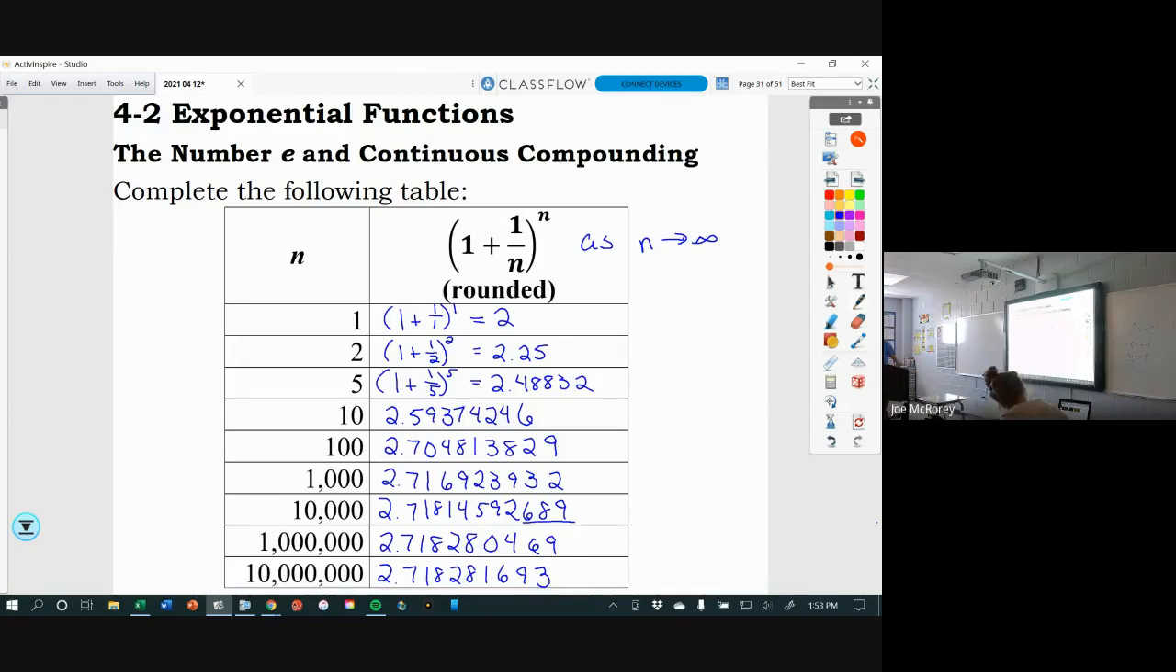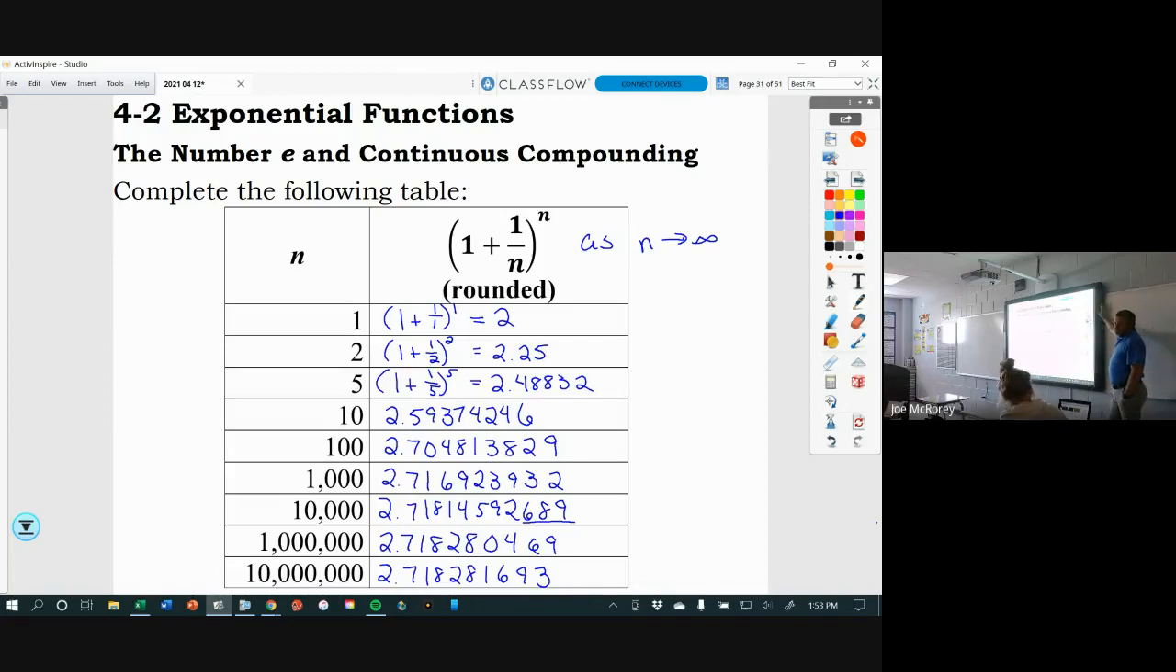So it will never get to 3. What it will get closer and closer and closer to is the number e. Okay, infinity. That's bigger than 3. It's not getting bigger than 3. I'm almost done.